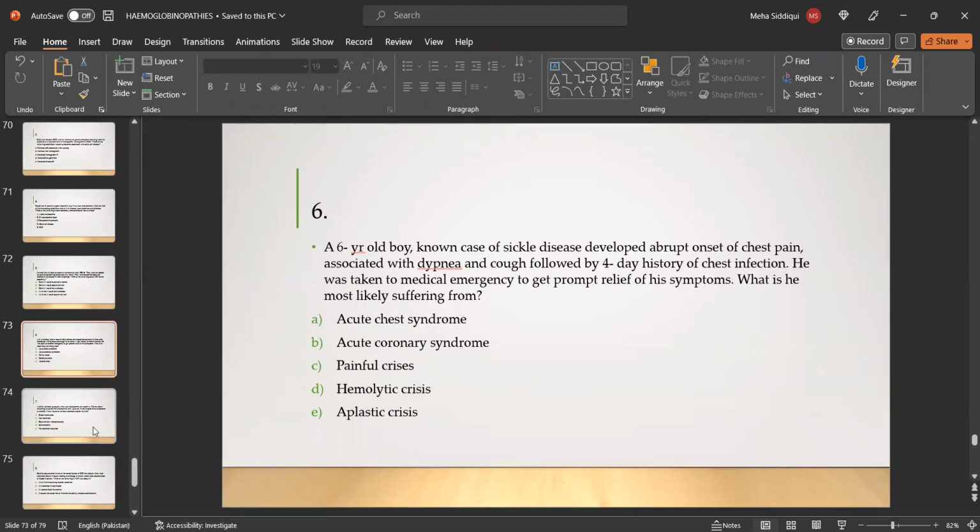A is the right option, acute chest syndrome.